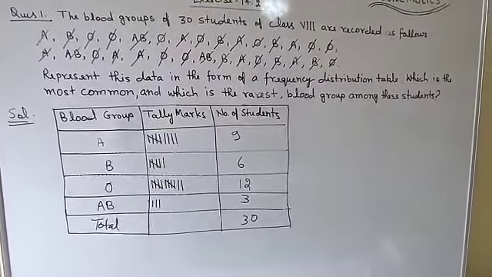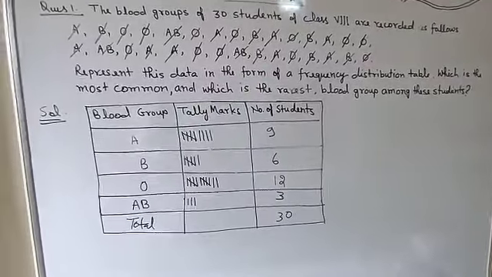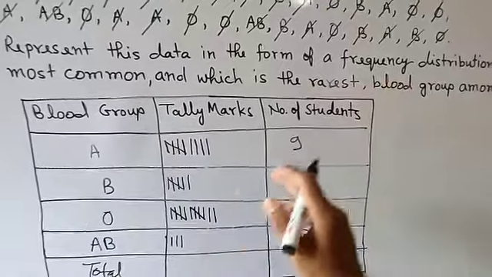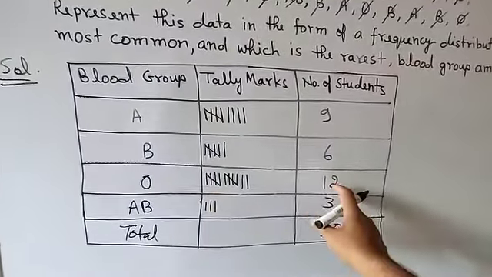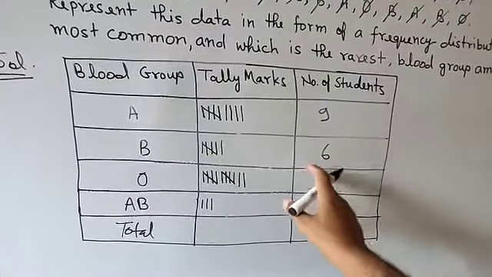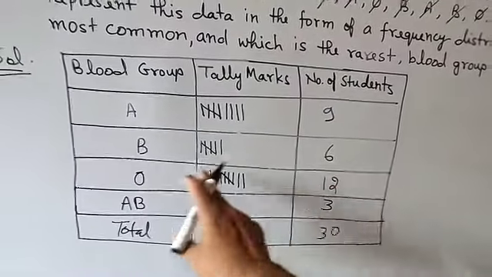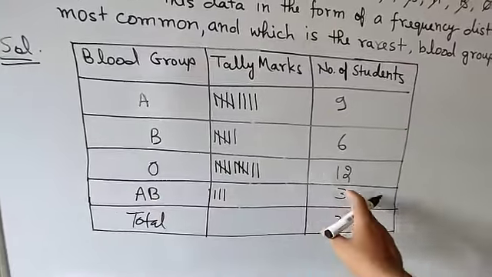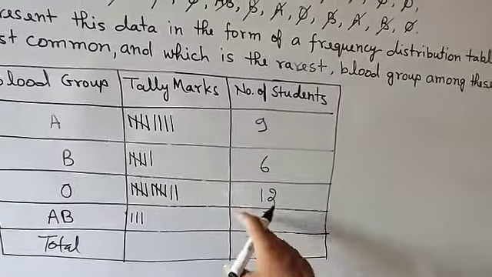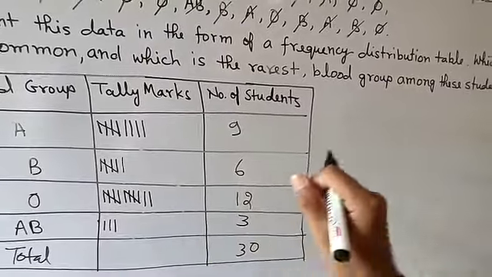And again, in the same question, some parts are asked. It is asked which is the most common and which is the rarest blood group. Here you can find that 12 students have blood group O, which is the highest. So it means the most common blood group is O. And here AB, 3 students have blood group AB. It means AB is the rarest blood group among those students.